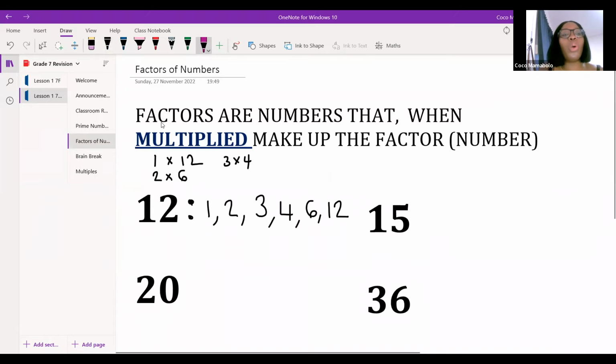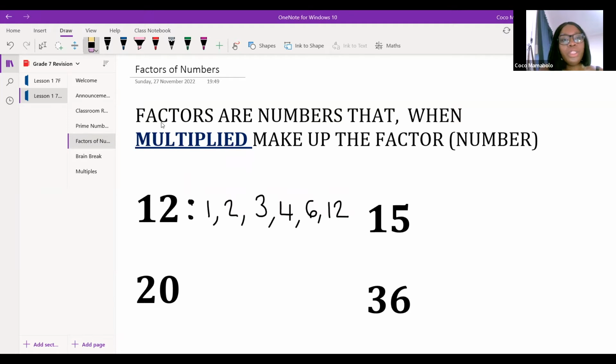Now, the way that I can check to make sure that I've got them all is I can go 1 times 12, 2 times 6, and 3 times 4, so that I don't forget a single one. I need to make sure that I've remembered all of them.